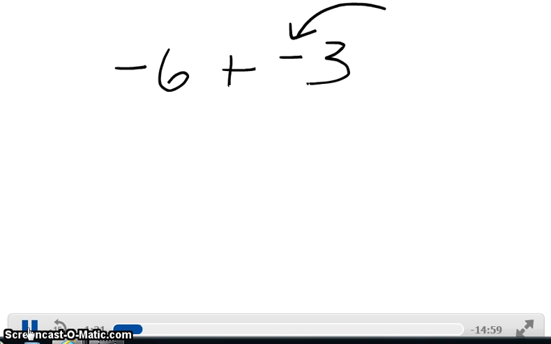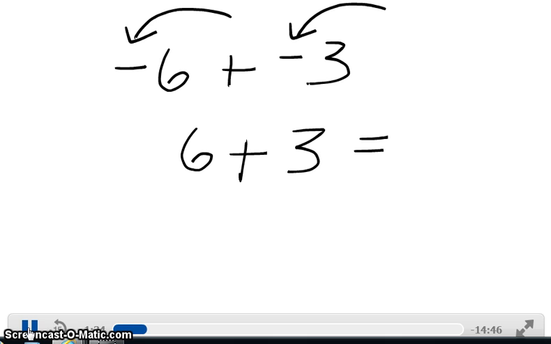Let's try another problem with negatives. Let's take, for example, -6 plus -3. Again, if we look at both the signs, we'll see that they are both negative. Because they're both negative, we know we're going to add the numbers together. So 6 plus 3 equals 9. The signs are both negative, therefore our answer is -9.